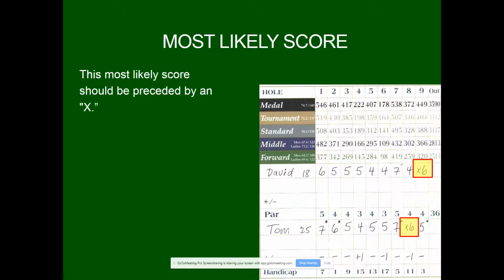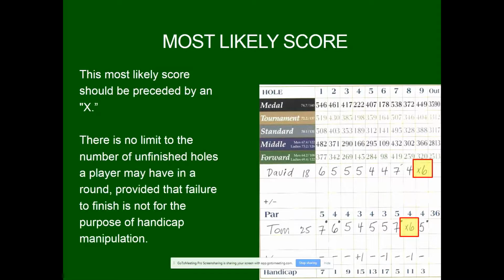In that case, you would use an X on that hole and then post the amount of strokes for that hole. There is no limit to the amount of unfinished holes a player may have in a round, provided that failure to finish is not for the purpose of handicap manipulation. I think that's pretty self-explanatory. As long as somebody's doing it in the right manner, you can utilize this system as much as possible for handicap purposes.